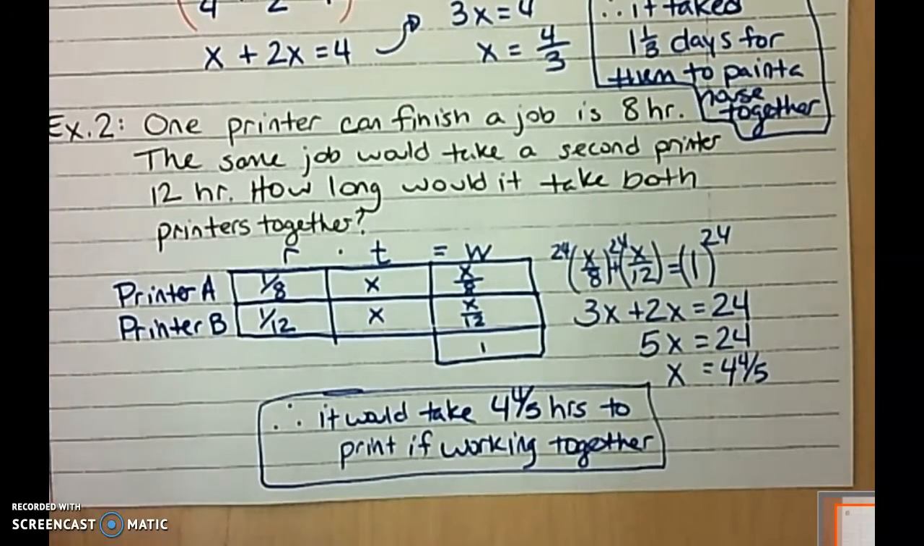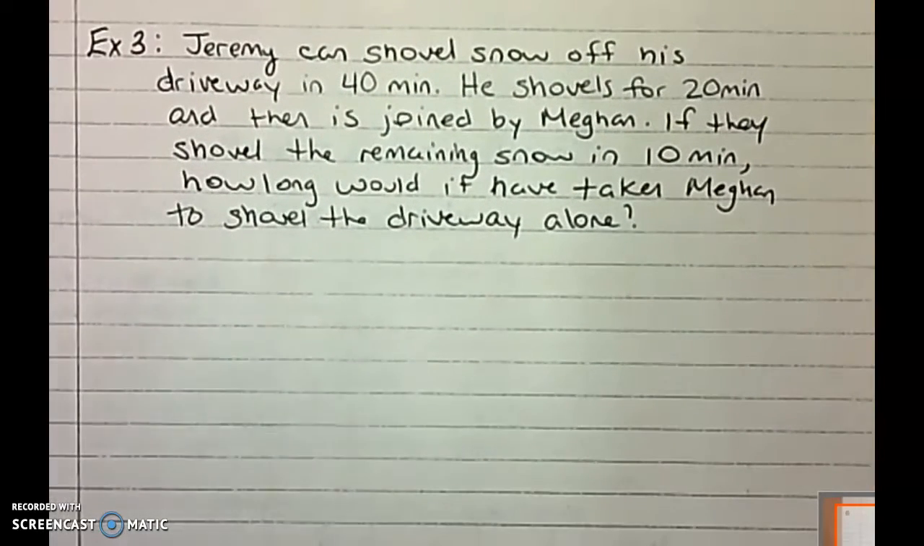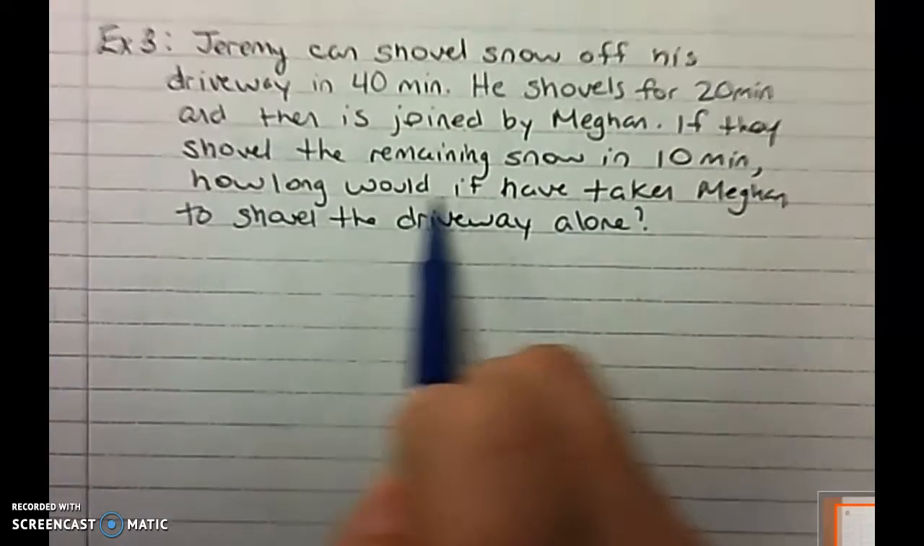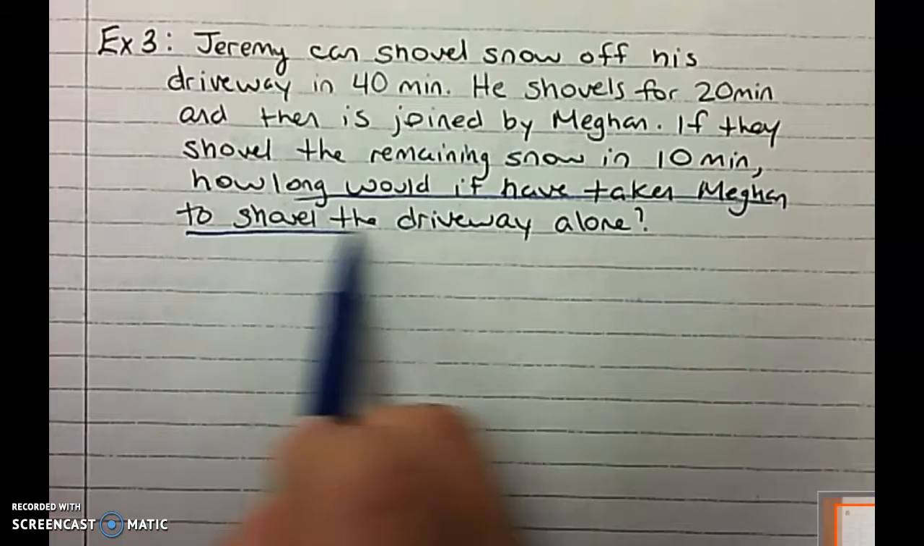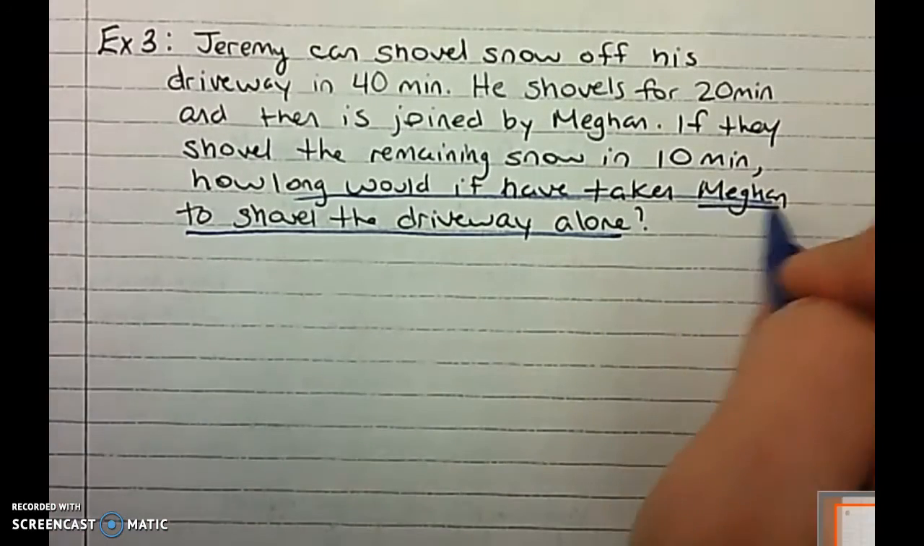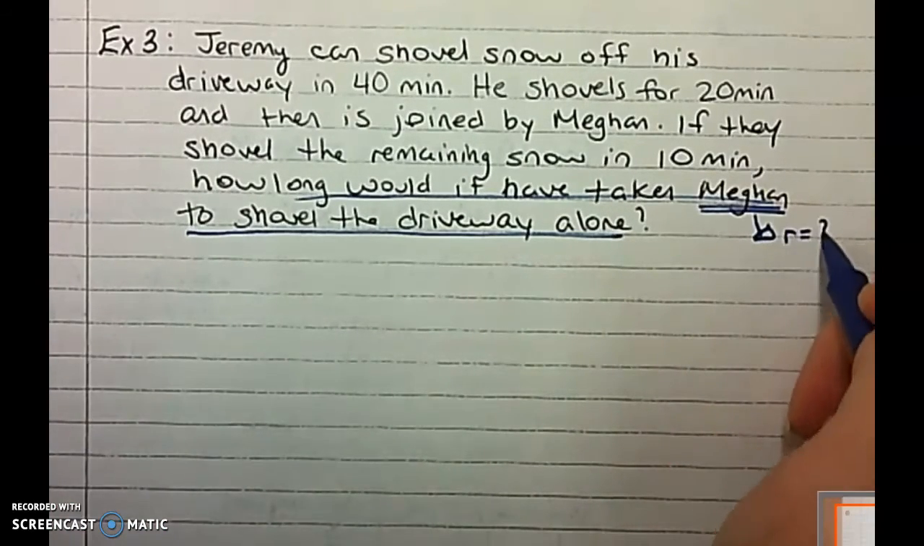Okay, so far both of these examples have been really similar to each other, but you're not always going to just be solving for time. Let's take a look at a different example where you're given different information and you're asked to find something else. So flip it to the back, and we can see it says Jeremy can shovel snow off his driveway in 40 minutes. He shovels for 20 minutes and then is joined by Megan. If they shovel the remaining snow in 10 minutes, how long would it have taken Megan to shovel the driveway alone? So here's our question. So you can see we don't know Megan's rate.